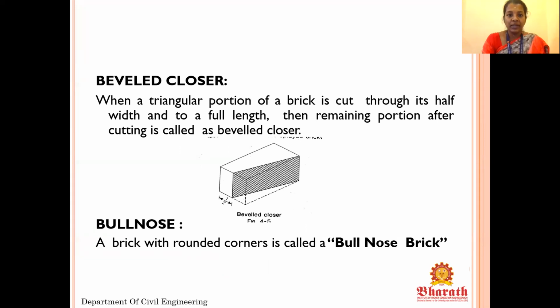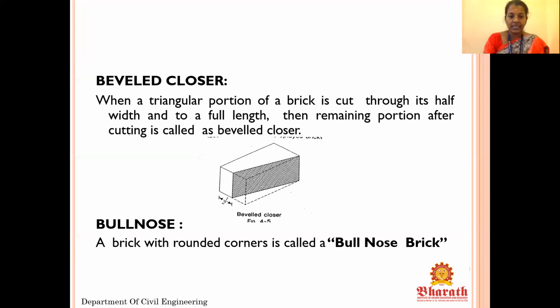Next one will be beveled closer. When a triangular portion of the brick is cut through its half width and to a full length, then the remaining portion after cutting is called beveled closer. Again, in beveled closer also, the cut portion is in the shape of a triangle, cut through its half width and to a full length.